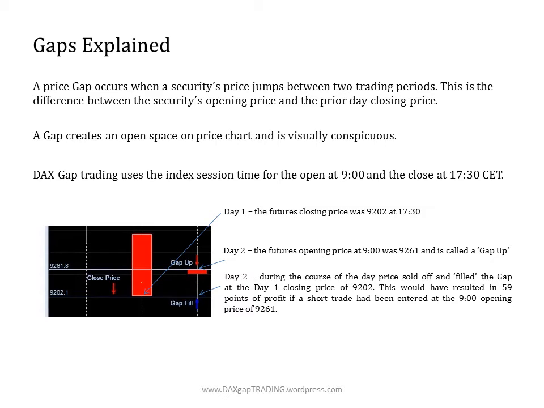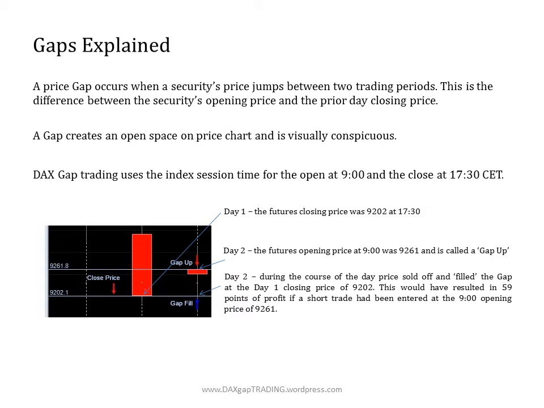Let's spend a moment and have a brief explanation as to what is a gap. So a price gap occurs when a security's price jumps between 2 trading periods. This is the difference between the security's opening price and yesterday's closing price. And a gap creates an open space on a price chart. It's very visually conspicuous, especially if it's going to be a large gap.